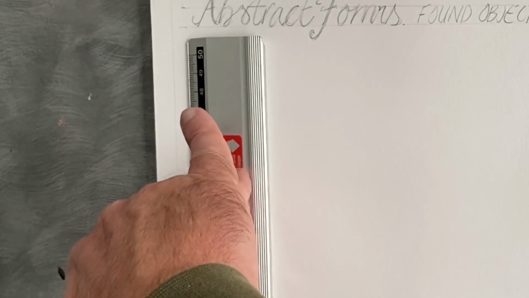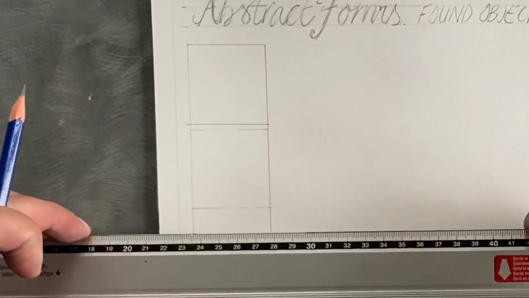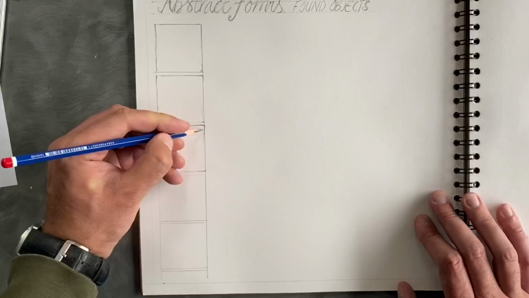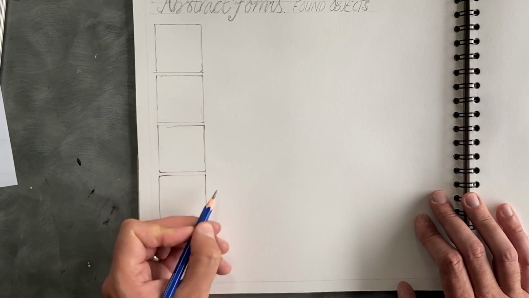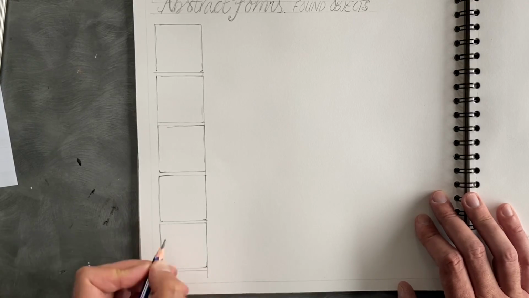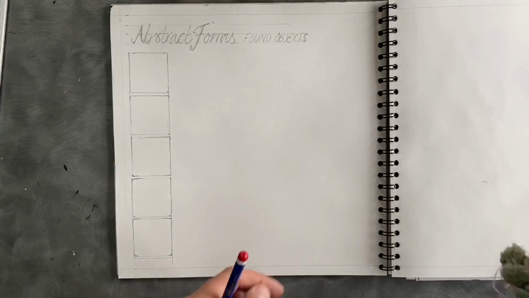Now the first activity, I'm just using the width of the ruler and putting it horizontally, and also using the width of the ruler to create some squares. These are going to be for my texture squares. So in each square I'm going to create a different texture.